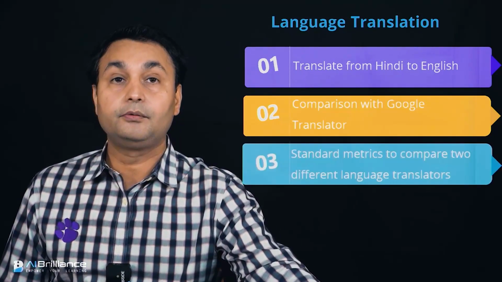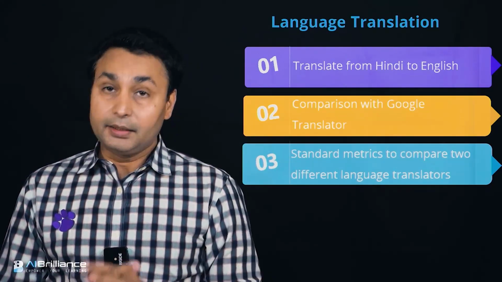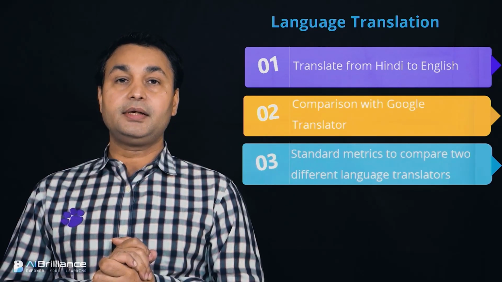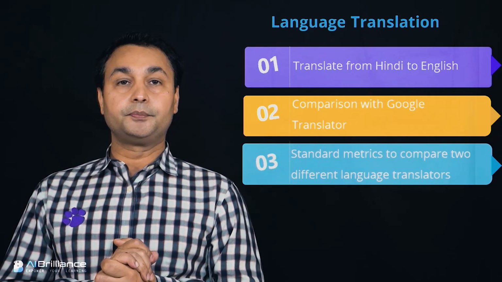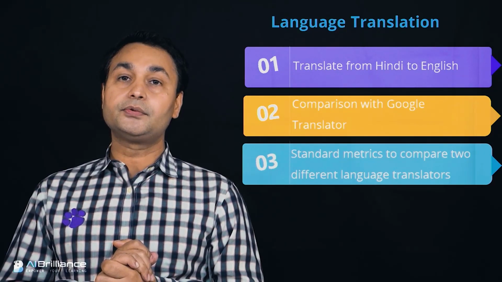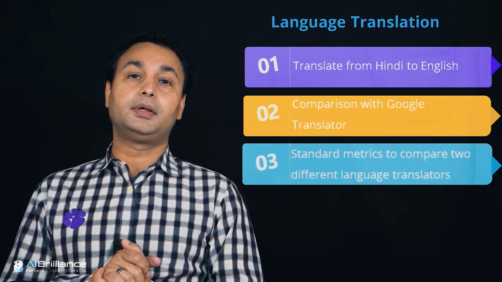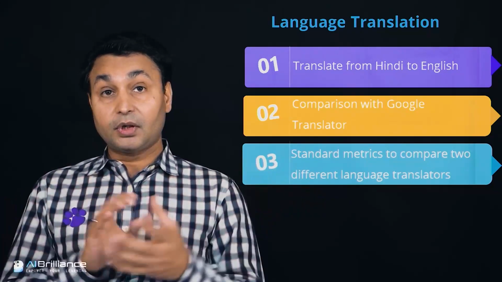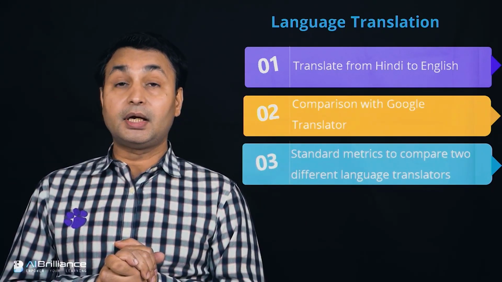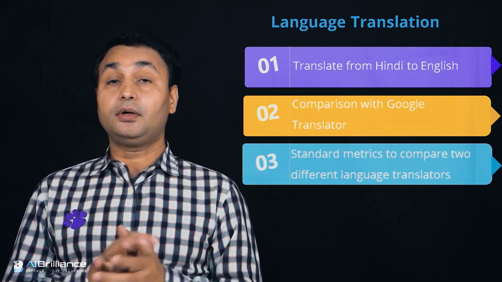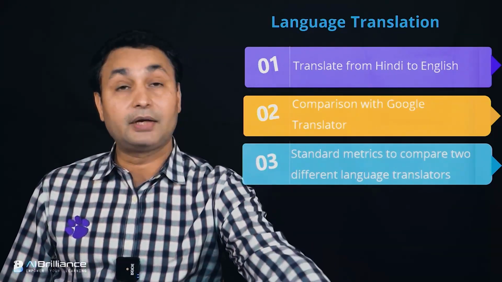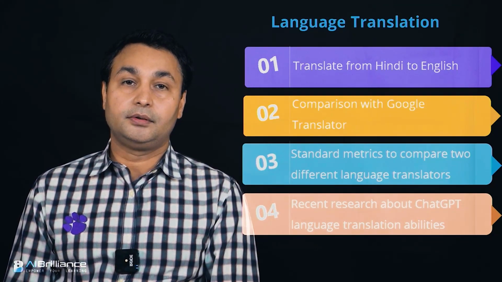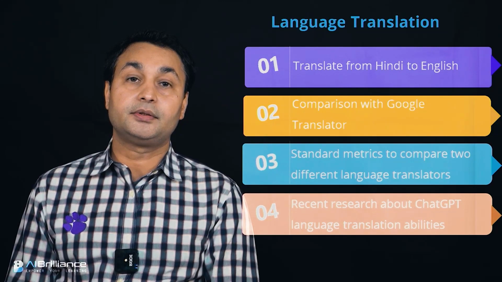Let's move on and let's talk about the third thing. Again, when you're comparing two different languages and translations, there should be some standard metrics to compare two different language translators. So I will give you some ideas, like some common metrics that are typically used for language translation, and we will talk about what those metrics are and how you can judge the suitability or the usefulness of different language translators. And finally, I will also point out the recent research about ChatGPT language translation abilities.